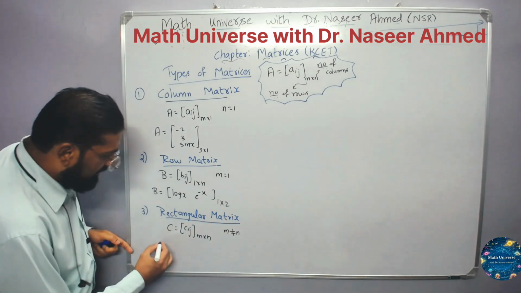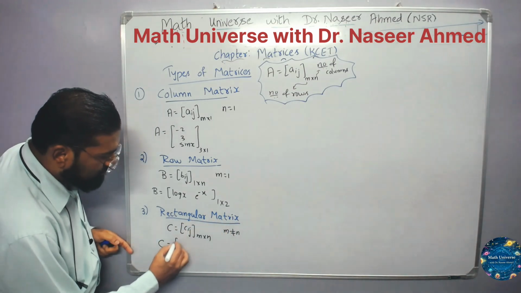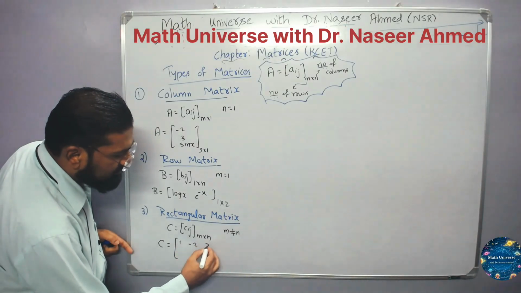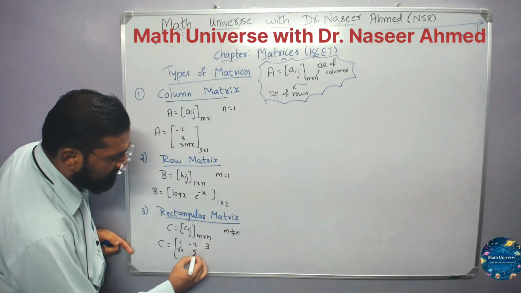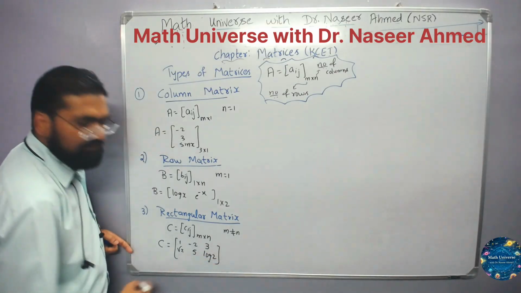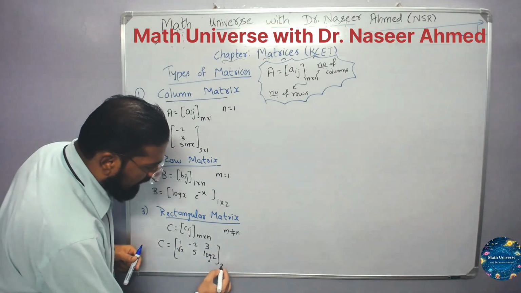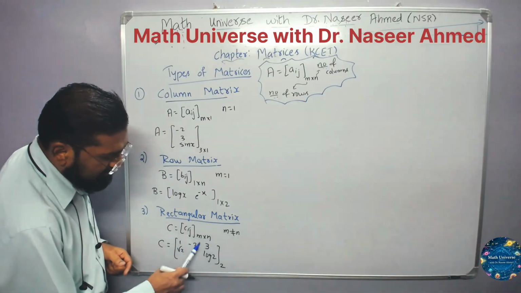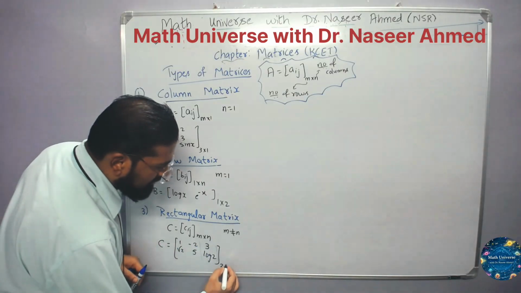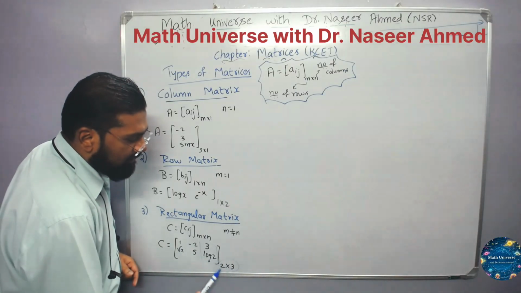For example, let us suppose I have some matrix C is equal to 1, -2, 3, root 2, 5, and let us suppose log 2. So how many rows do we have? 1 row, 2 rows. 2 rows we have. And how many columns? 1 column, 2nd column, 3rd column. So this will be our rectangular matrix. You can see the number of rows and columns are different.